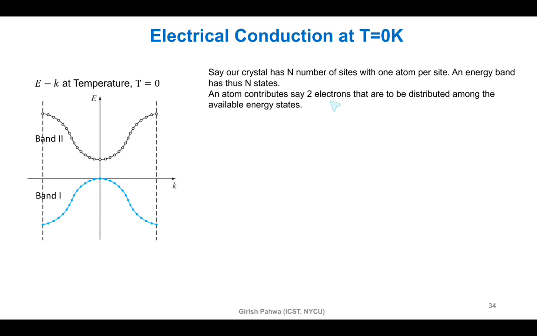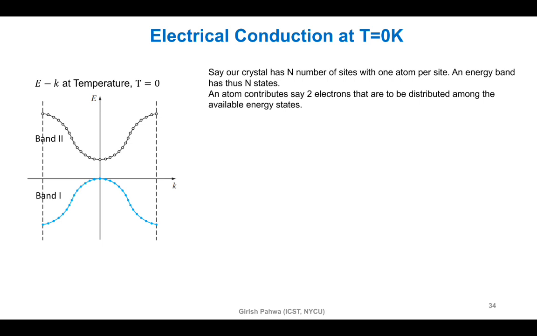Now we have to fill the total number of outermost shell electrons in the system into these bands. So what are these bands? These are energy states. Every k is one eigenfunction, right? So how many do you have? This will be minus pi by a to pi by a. It's like your first Brillouin zone, and in the first Brillouin zone, how many k values do you have?